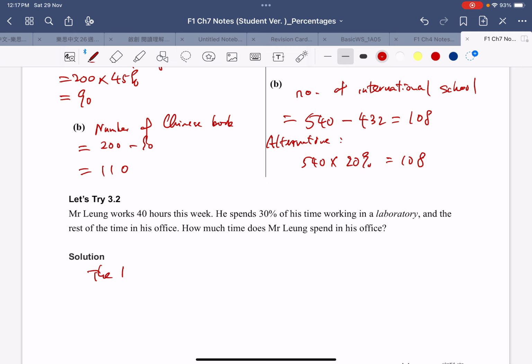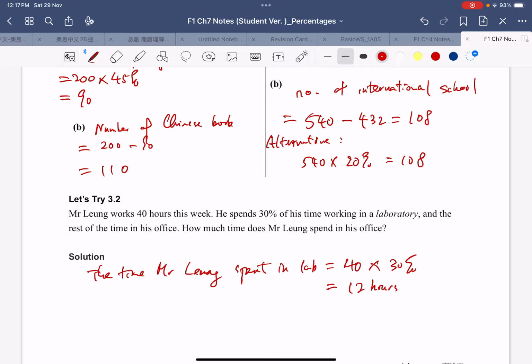The time Mr. Learn spends in lab equals 40 times 30%. It will be equal to 12 hours. Write down a unit.